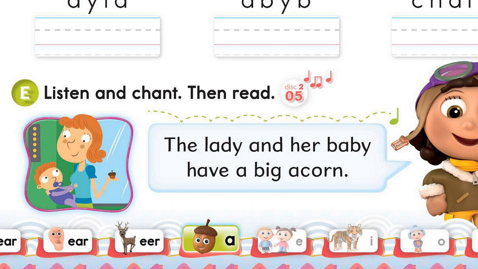The lady and her baby have a big acorn. The lady and her baby have a big acorn.